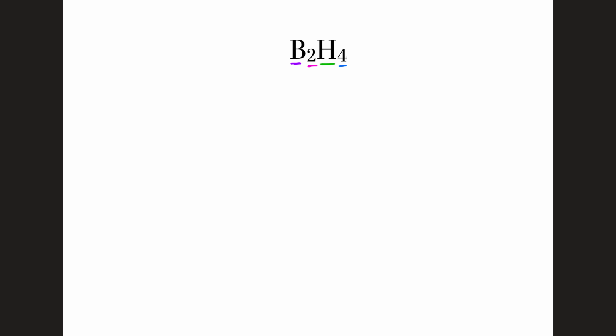So boron has a subscript of 2. So we're going to look at the Greek prefix. The prefix for 2 is di. So we will put diboron for the first one. Then we look at hydrogen, which has a subscript of 4. The Greek prefix for 4 is tetra. So we write that down. And then we write down hydrogen, but we switch the ending to "ide," just like we did with ionic compounds. So it'll be hydride. So diboron tetrahydride would be the name for B2H4.